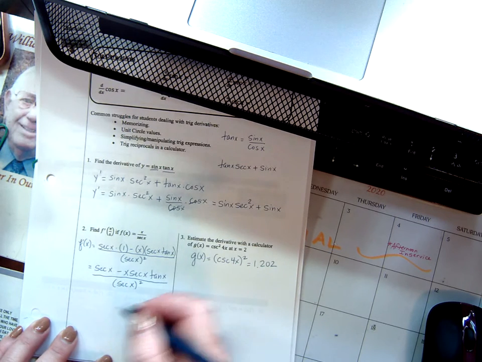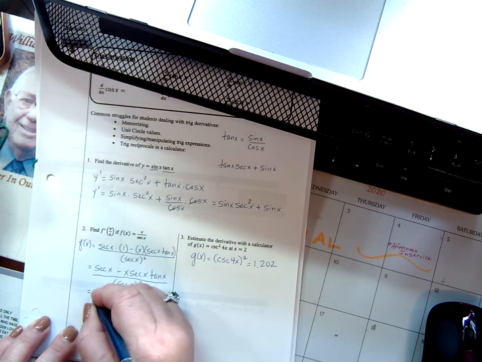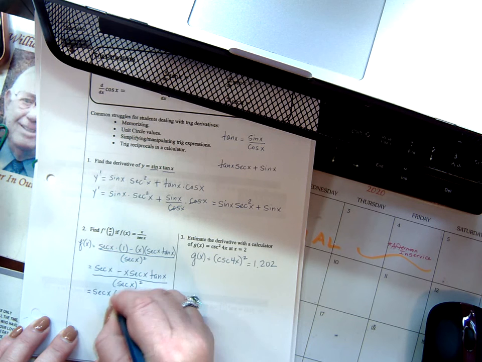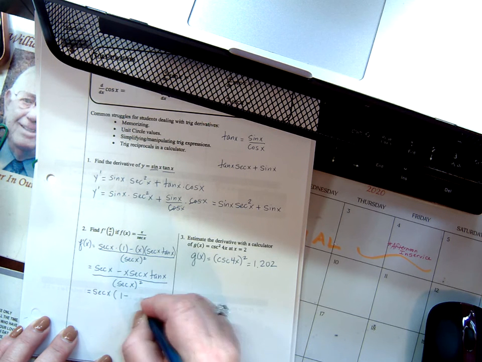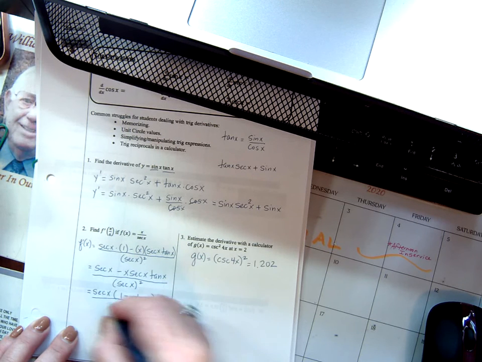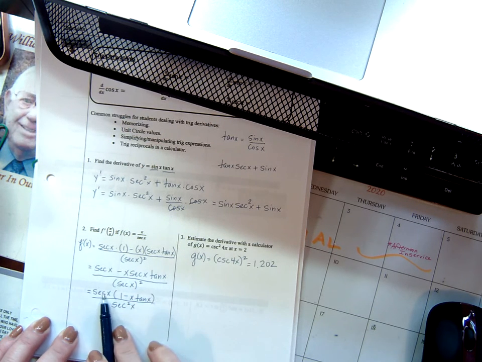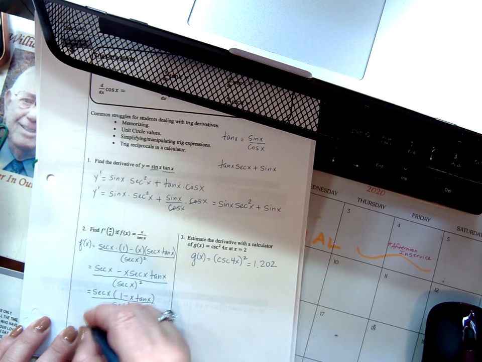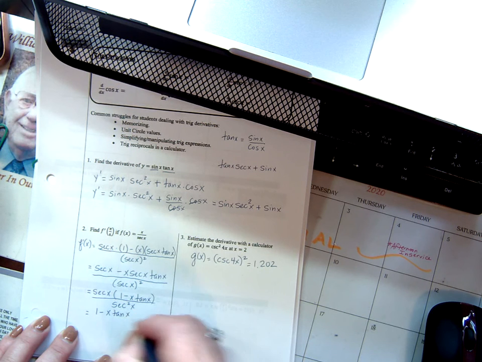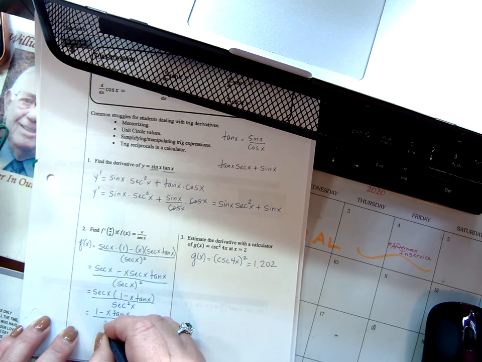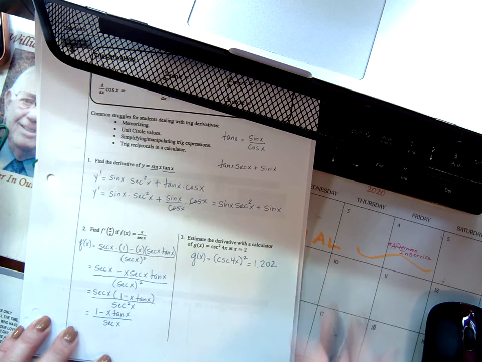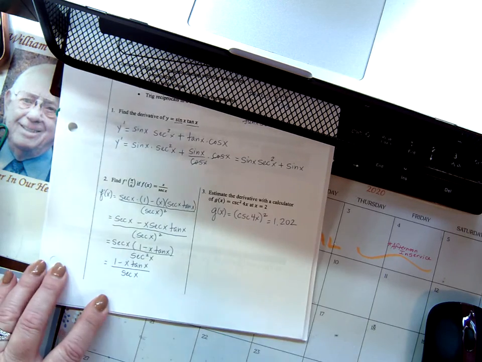Let's factor out a secant and we'll see what happens. So secant, if I factor it out, I get a 1 minus x tangent of x, and that now is over a secant squared x, which lets me then cancel out a secant with a secant. So I have 1 minus x tangent of x over just a secant of x. Now that's the way that I took it and the way that they did it when they did the video.